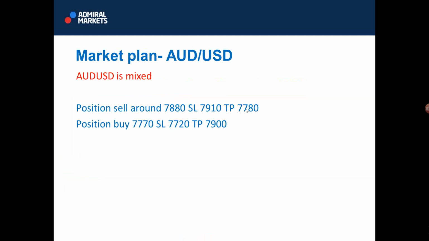Australian dollar, what can I say? It's mixed, really. You can go with basically two trade setups, because as I said today in my analysis, if 70.80.00 is not broken, then it could be another buy. So we should take another opportunity to sell. If you're not in the sell now, then you can try to sell at 78.80 with 79.10 stop loss, 77.80 is the target. 77.70 is buy, 77.20 is stop loss, 79.00 is a target.